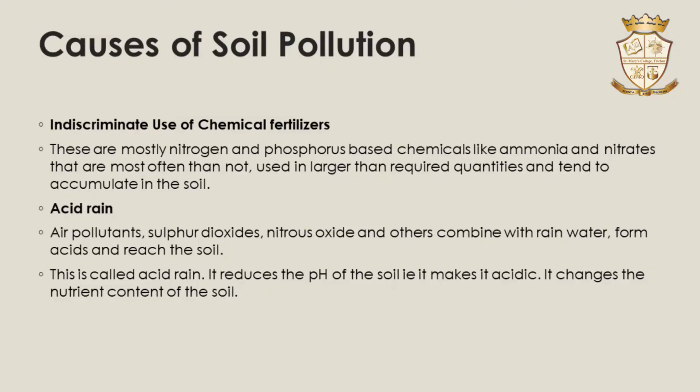Coming to the causes of soil pollution, the first and the major cause is acid rain. Air pollutants, sulfur dioxide, nitrous oxide, and others combine with rainwater, form acids, and reach the soil. This is called acid rain. It reduces the pH of the soil, that is, it makes it acidic. It changes the nutrient content of the soil.